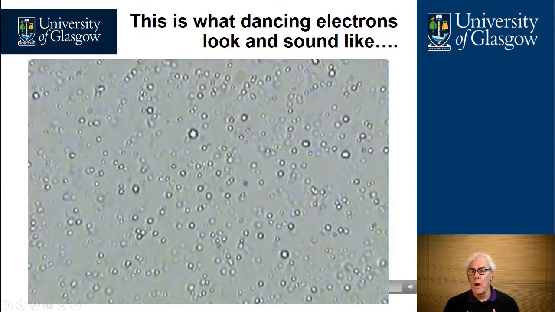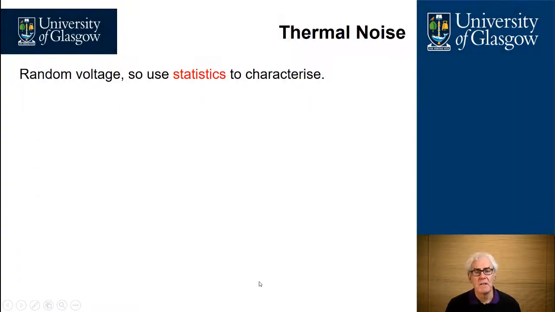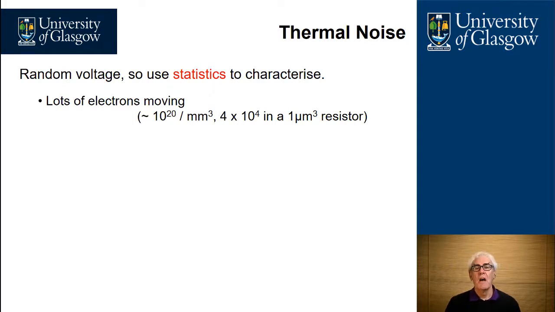Because noise is a random voltage, we can use statistics to characterize the behavior of noise. And in any given device or component, there's a huge number of electrons available. There's approximately 10 to the 20 electrons moving around for every cubic millimeter of a component. So in a 1 cubic micron resistor laid down on the top of a piece of silicon, there's anything up to 40,000 electrons moving around in there. And that's a very small resistor indeed.